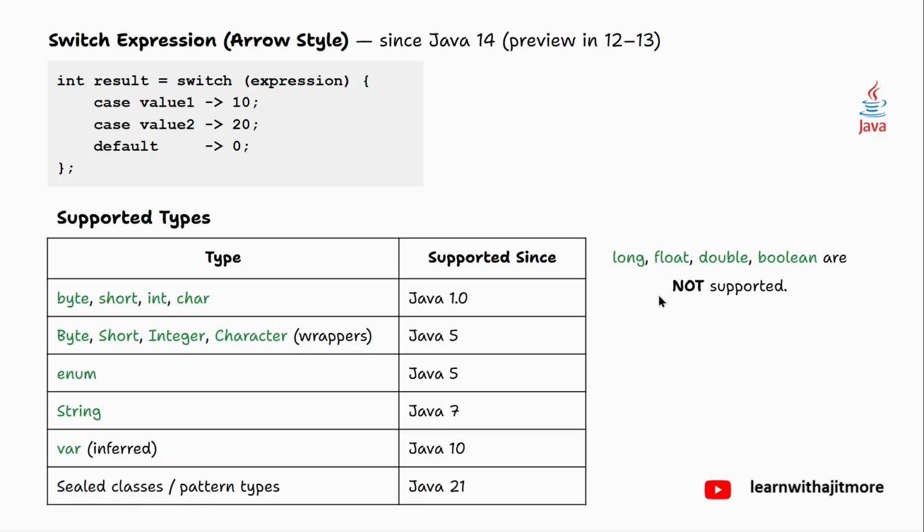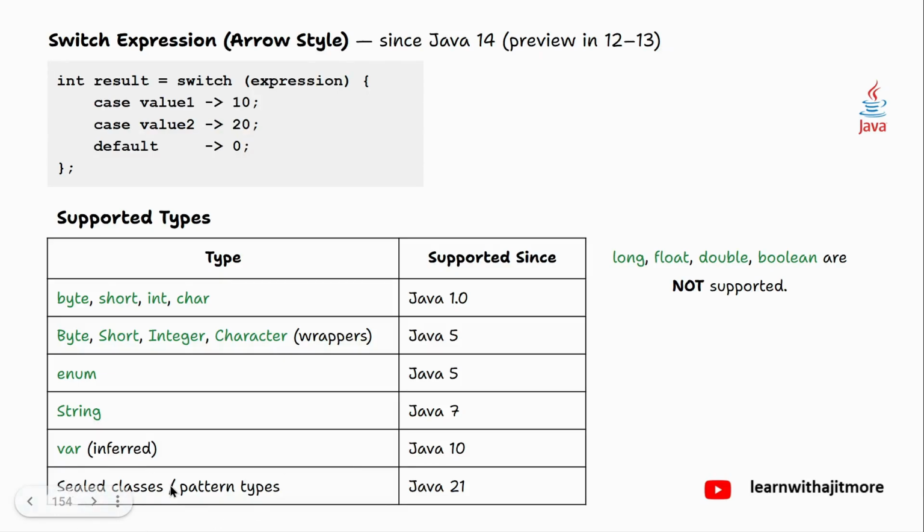See, so long, float, double, boolean are still not supported. Meaning so many facilities were given, but even today the value of a case cannot be long, float, double, boolean. Okay, I hope it is clear.